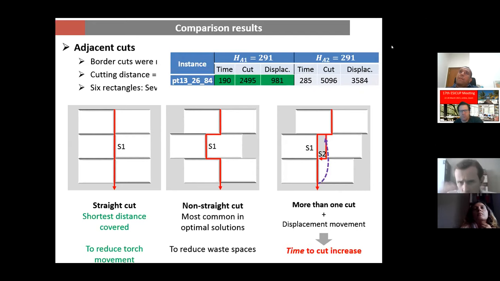Some results obtained related with this aspect. For example, for the instance PT30, the two alternative solutions obtain the same height, but the time, cut and displacement for these two solutions are completely different because of the arrangement of the rectangles into the strip. In alternative one, we have more straight cuts compared to alternative two, and because of this we have this difference in the comparison results.